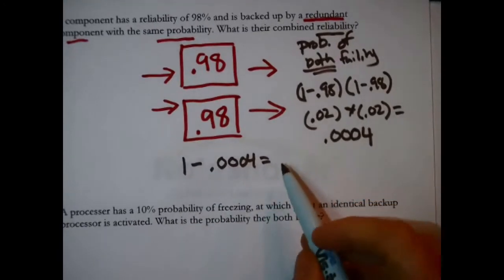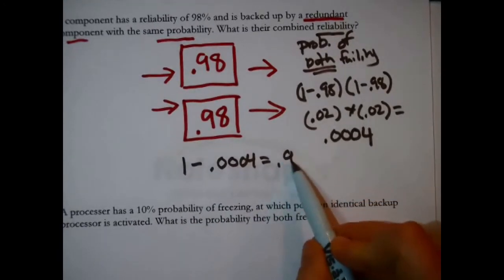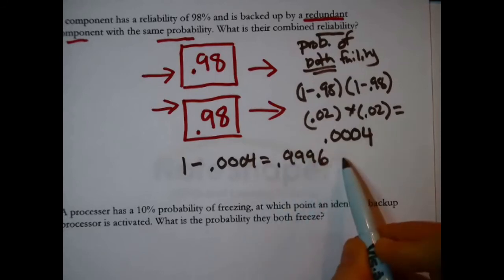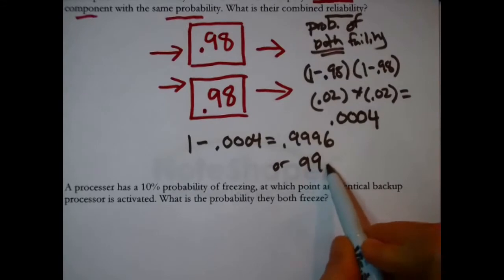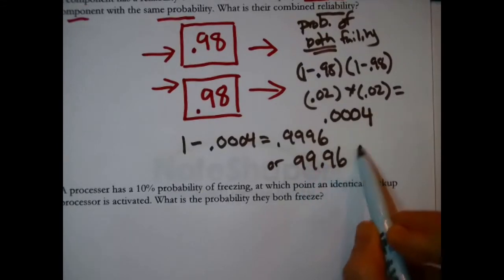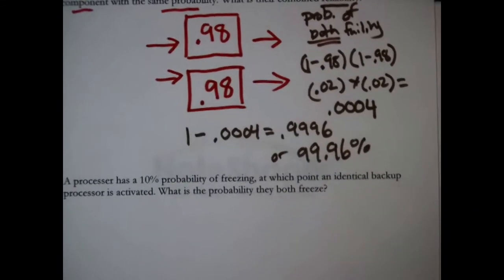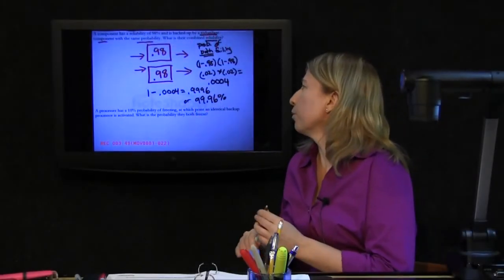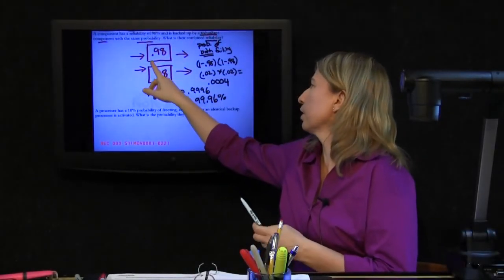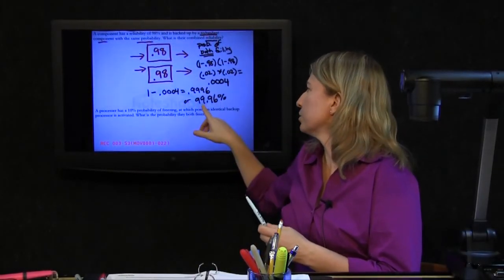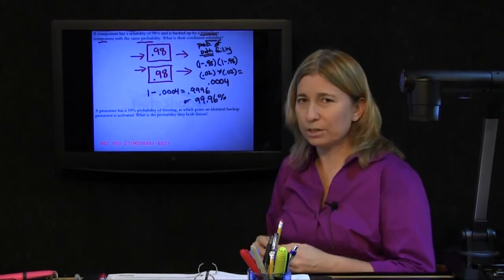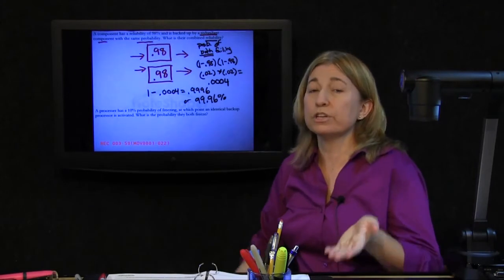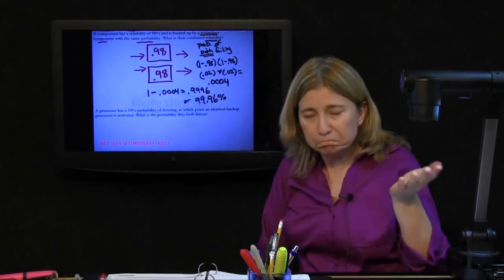is a rather handsome number, 0.9996, or 99.96%. Each one of these components only works 98% of the time, but notice in this redundant system, the system works 99.9% of the time. The redundancy enhances the reliability.